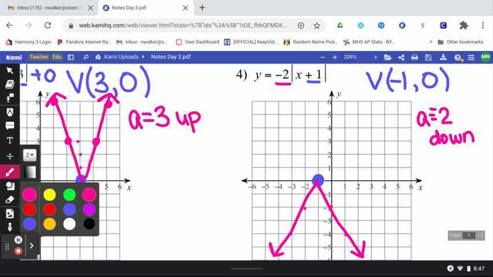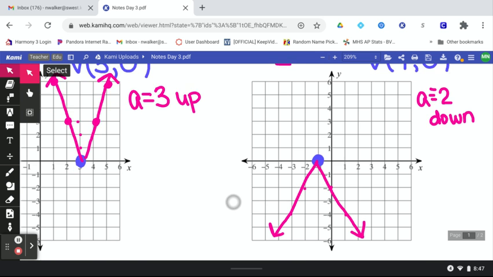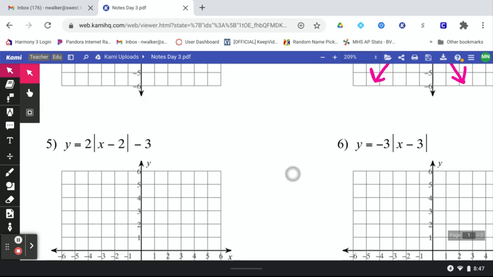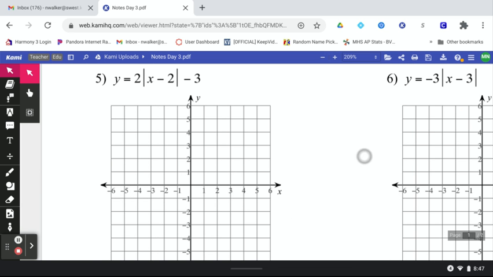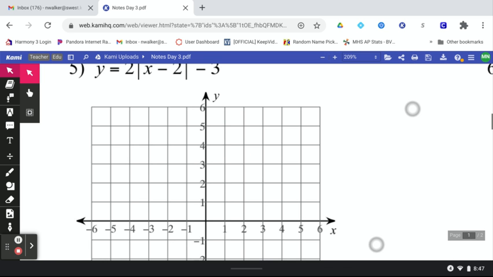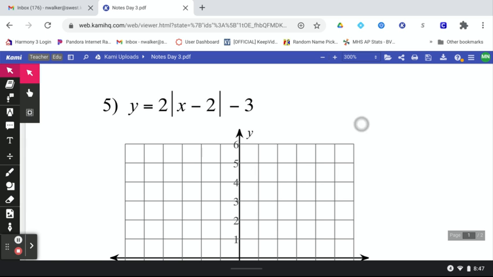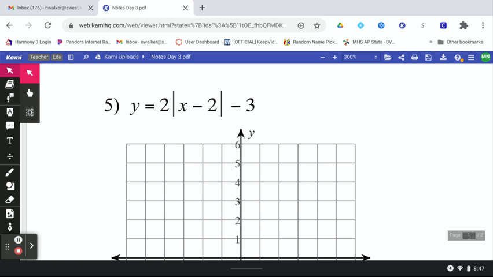All right, any questions on those four? All right, now I do have a couple more for you guys to try, and then we'll probably get some whiteboards out if we have time. All right, so let's just focus on number 5 first. So I'll zoom in so you can see the equation, and then I'll zoom out to graph. So let's do number 5 first.